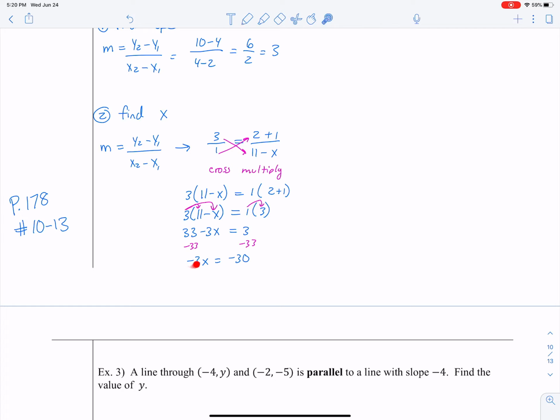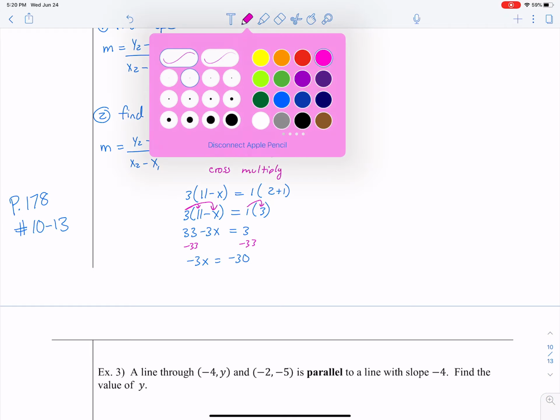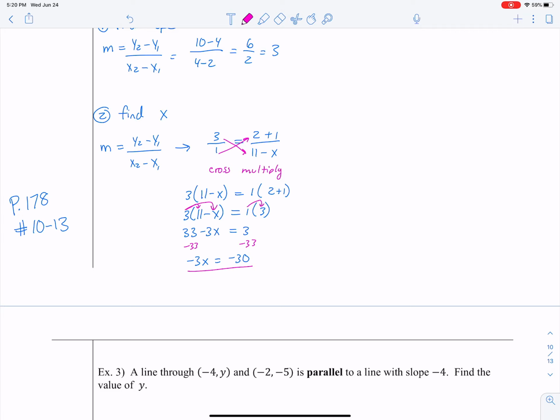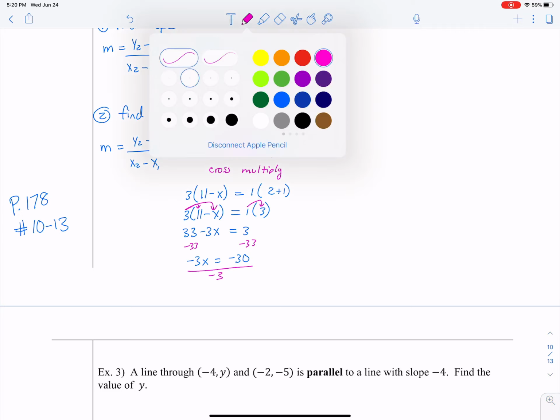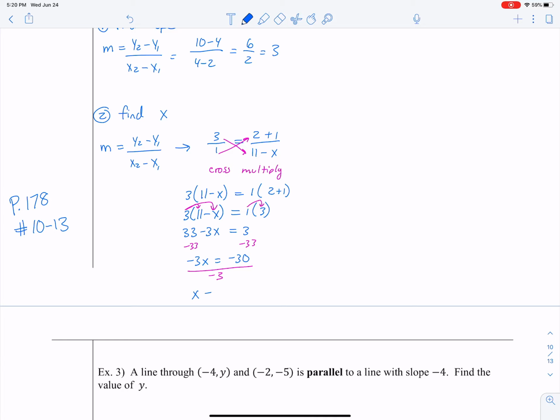Then I want to get rid of the negative 3 that's stuck to the x. The fact that it's stuck to the x means it's multiplying, so the opposite of that is going to be to divide everything by negative 3. So I get x is equal to negative 30 divided by negative 3, which gives me 10. So my final answer is x is equal to 10.